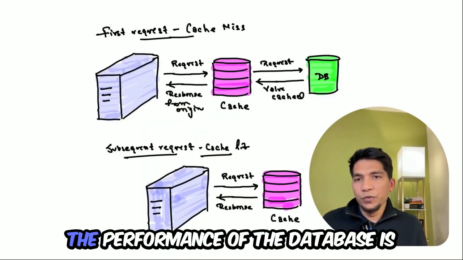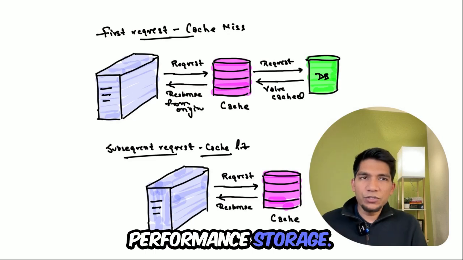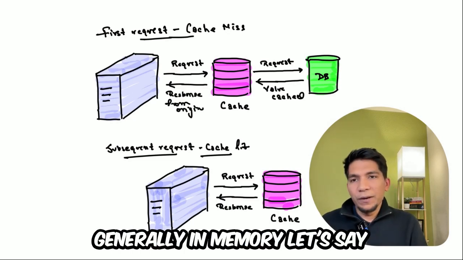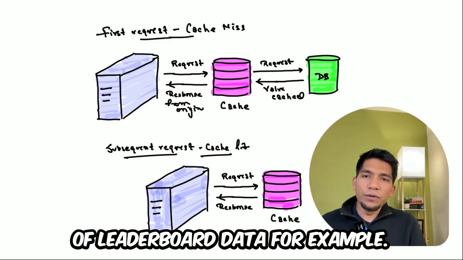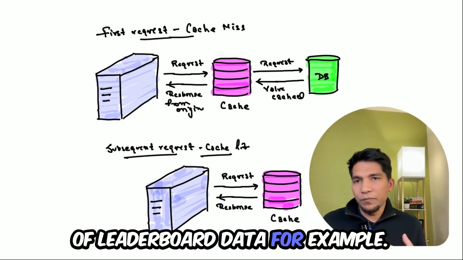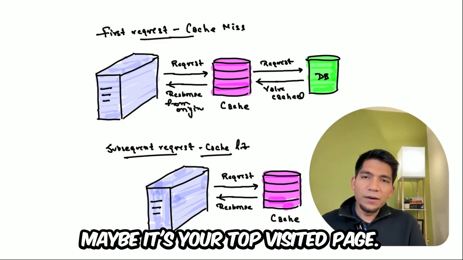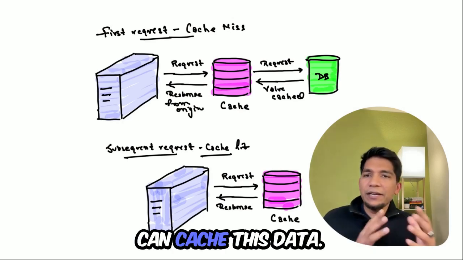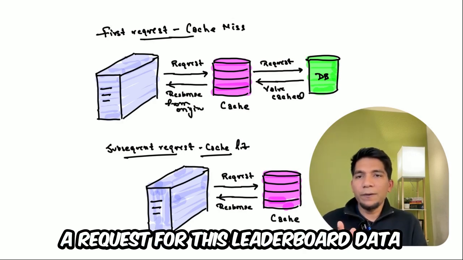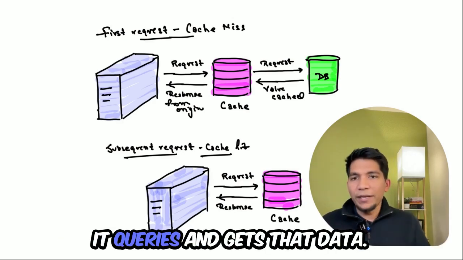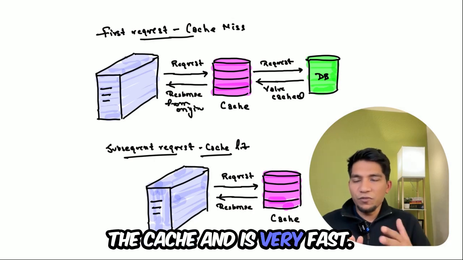Now, another way to improve the performance of the database is to put a cache in between. So cache is a very high performance storage, generally in memory. So let's say you have leaderboard data, for example. Leaderboard data is very frequently accessed. Maybe it's your top visited page. So in that case, you can cache this data. So the first time the server makes a request for this leaderboard data, it hits the database. Now it queries and gets that data. But from the second time it hits, it's served from the cache and is very fast.